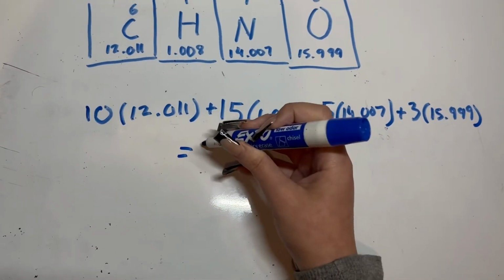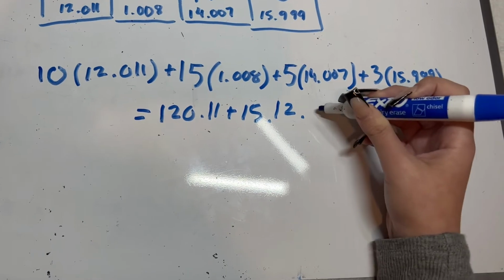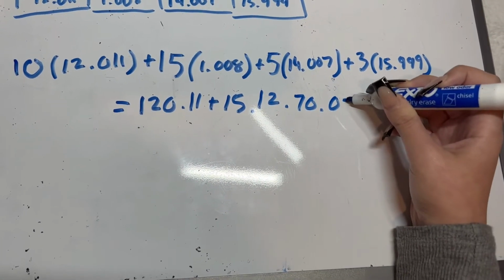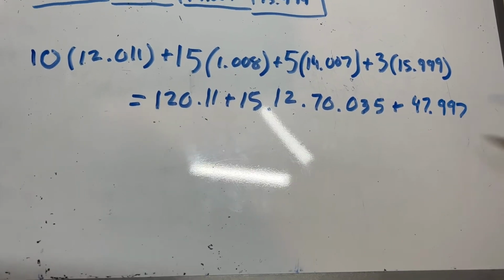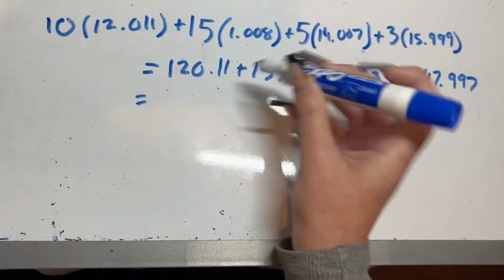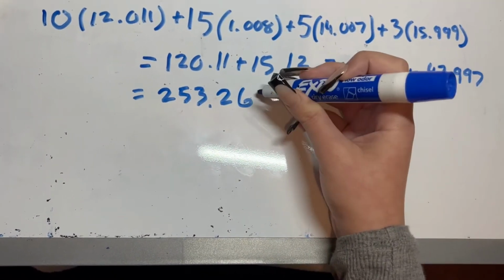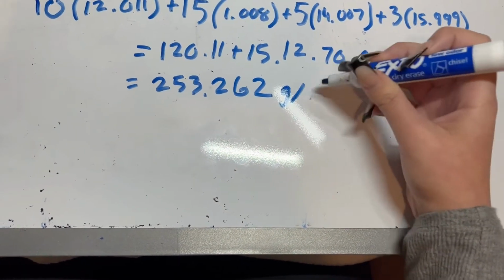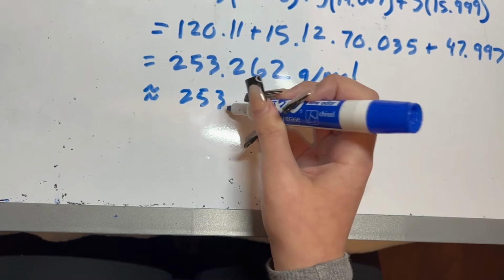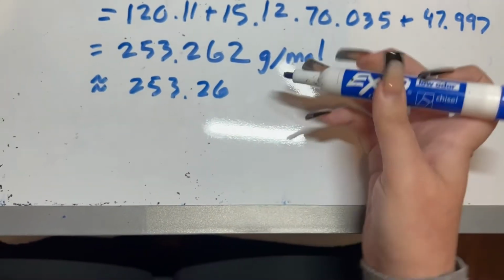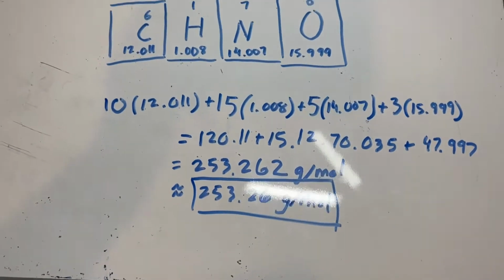Okay, and now we're going to calculate this. Basically simplifying everything, plus 47.997. Okay, and then I simplify this more, so we calculate this and we get 253.262 g/mole, and then we round it to this. So that is my answer for this section.